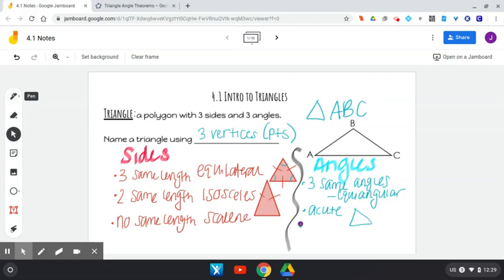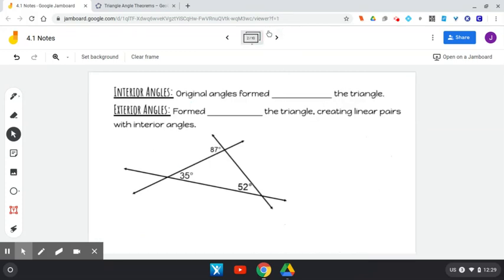We could have an obtuse triangle where one of the angles might be bigger than 90, so maybe it's something like that. Or we could have what's called a right triangle. And a right triangle has a right angle in it, or a 90-degree angle. So we won't necessarily be quizzing you or assessing you on that, but hopefully they sound familiar and we have had experience with that in the past.